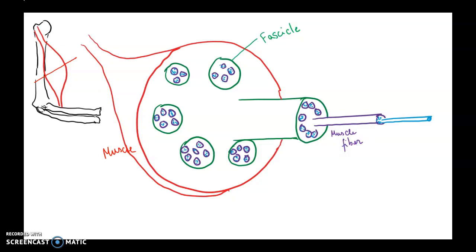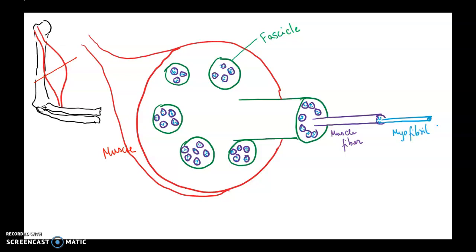Okay, so we have muscle. Within the muscle we have fascicles. If you look into each fascicle, you see numerous muscle fibers. Now within the muscle fiber, do you see the blue rod-like proteins? Yes. So each muscle fiber has hundreds to thousands of these rod-like proteins, and these are called myofibrils.